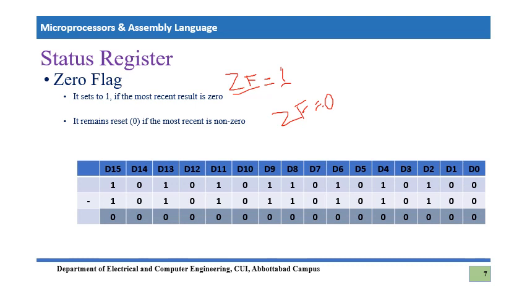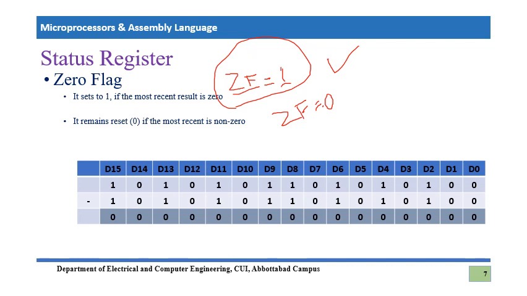Let's take an example. In the example shown here, it's just a subtraction operation, and we are subtracting the same number from the same number. Let me show the pointer. If you see this first row and the second row, the numbers are totally identical. So if you perform the subtraction operation, you will have a complete zero result. That means your result is zero, and this condition is going to be true. So ZF equals 1, right? The zero flag will become equal to 1.